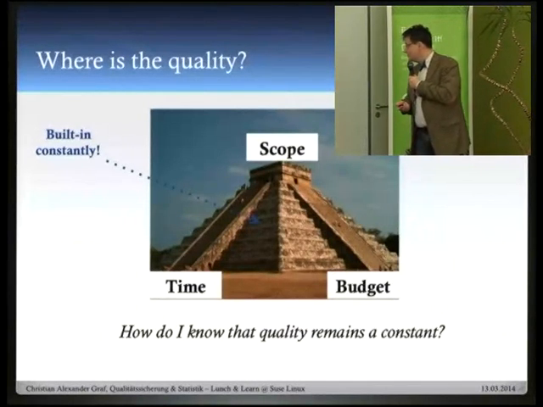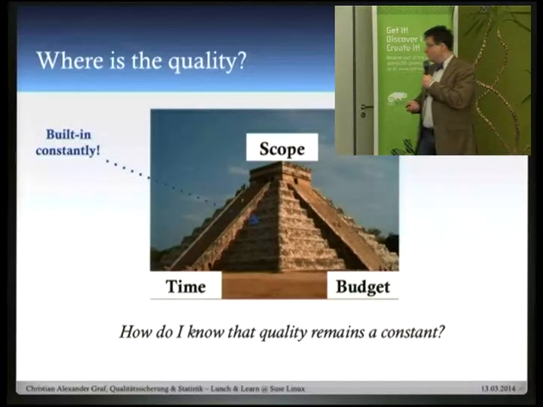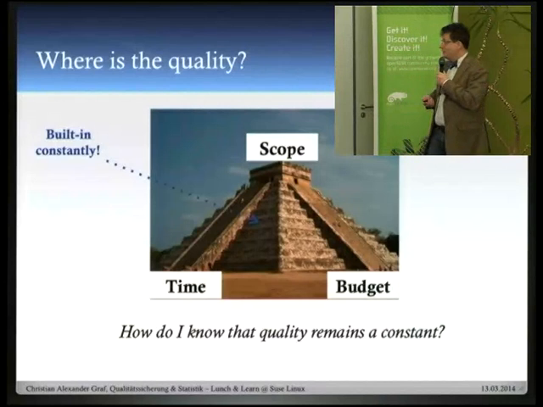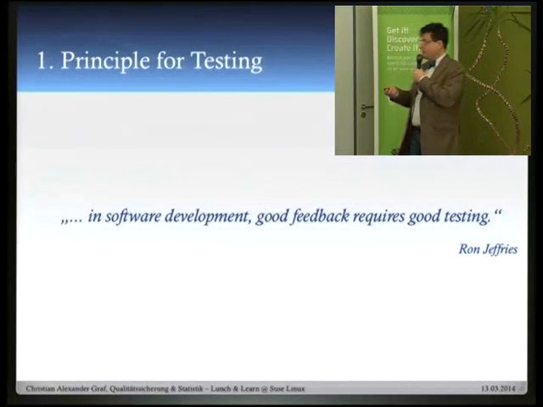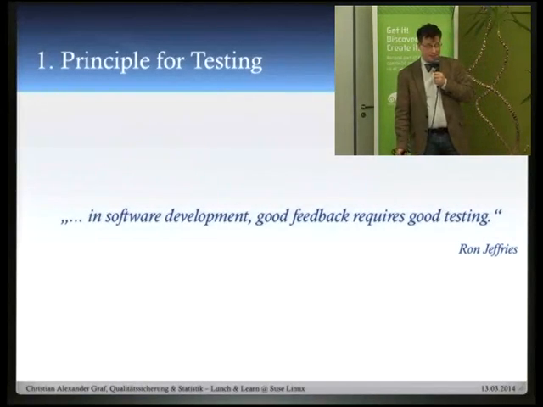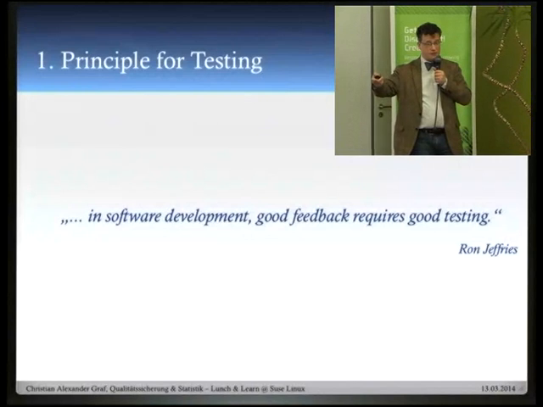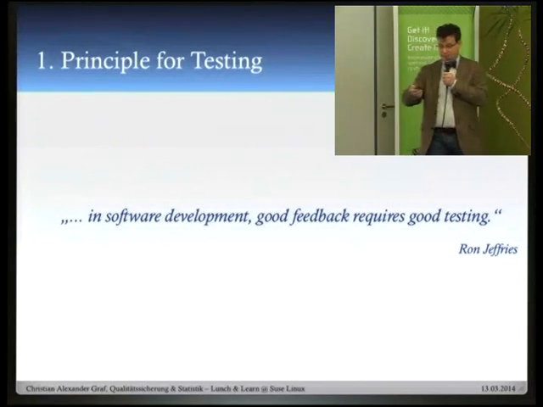Okay. So I have to build in quality in a constant way. But how do I know that quality remains constant? For that, I have to measure it in some way. And for that, I need testing. And that's why Ron Jeffries, one of the developers and the inventor of Extreme Programming, states that in software development, good feedback requires good testing. So testing is not only something that helps you develop good software for your customers, but it also gives you feedback on whether the quality that you're delivering is still constant and still the way you need it.